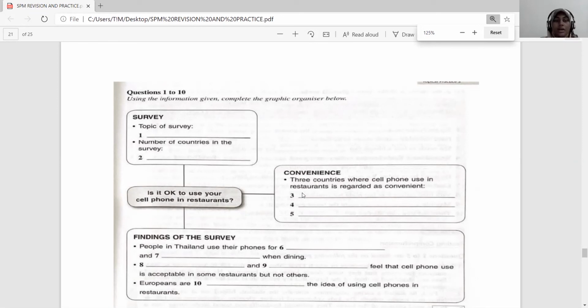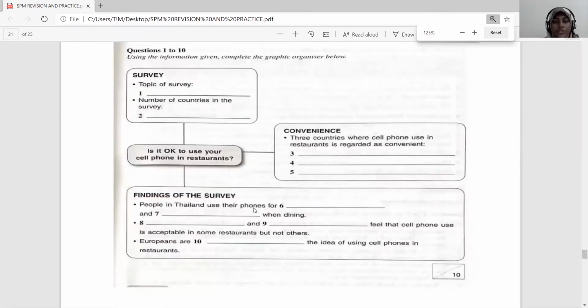All right. Okay. People in Thailand use their phones for what? What was mentioned there? Yes, taking selfies, and taking selfies will come at number 7 because it's taking selfies when dining. Number 6, take photos of food. All right, take photos of their food and take selfies when dining. All right. Okay, number 8. What will be number 8?